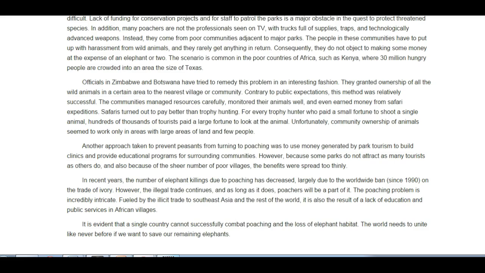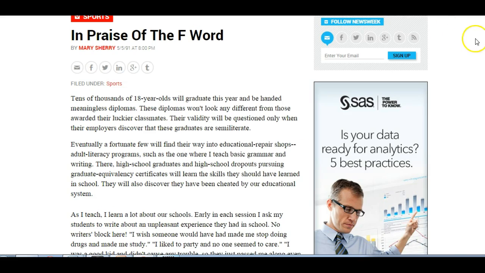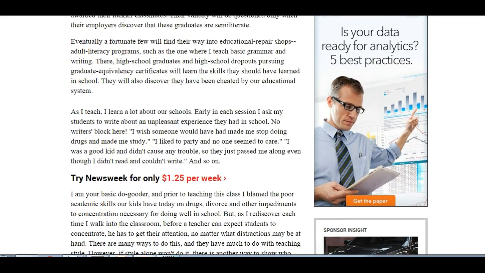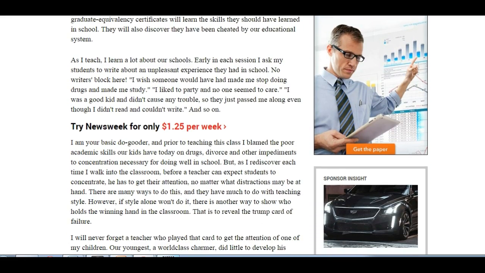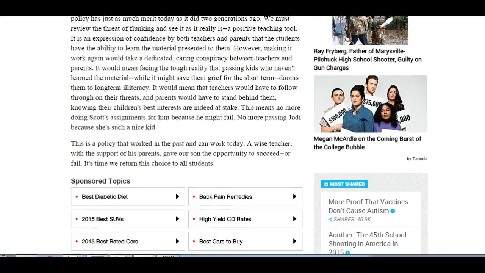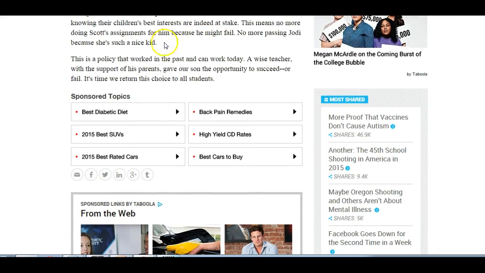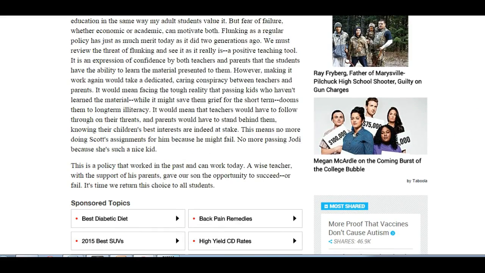And then lastly, an essay that I've always enjoyed working with students, because you know this content, is In Praise of the F Word, where the problem is students don't fail. They get passed along into different classes that they're not really able to do because they never learned skills. And the solution is that, according to this author, we need to go back to a policy that worked in the past. We need to give students the opportunity to fail so that they can then get the skills they need before they go on. Here's the solution. We have the solution to this problem. So, again, very effective if you're trying to sway people from their position to your position.